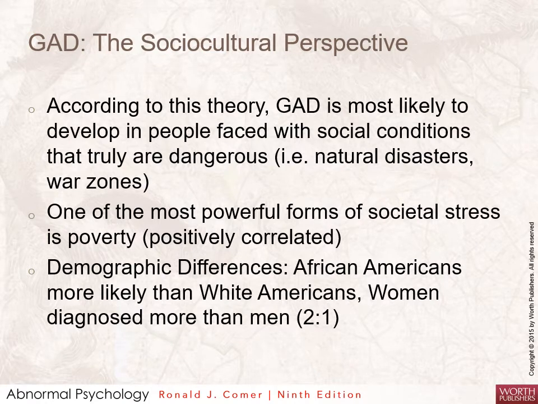According to the sociocultural perspective, GAD is likely to develop in people faced with social conditions that are dangerous, like natural disasters and war zones. That makes a lot of sense. You're dealing with chronic stress, pandemics, right? So we'd expect that to spike GAD even further. If you're in Syria, which is a war zone, you're dealing with bombs, explosions, deaths all around you. It's very normal for you to have a high level of constant arousal. You become hypervigilant. You start scanning your environment for danger. And if you're in a war-torn area, you're going to find danger pretty much everywhere, which is just going to exacerbate your anxiety.